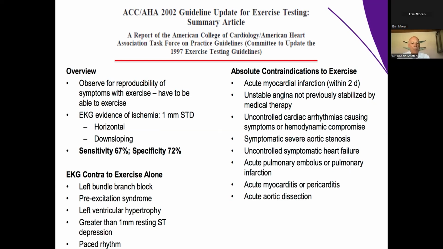Now, what are the things that let you know ahead of time that this is worthless? One is a left bundle, because you're looking for normal EKG that becomes abnormal. So a left bundle branch, pre-excitation, otherwise known as a WPW, left ventricular hypertrophy, with or without ST changes, greater than 1 millimeter of resting ST depression, pace rhythm, all those things preclude a diagnostic test because the resting EKG is abnormal. So anyone that you're considering just doing a regular plain old stress test needs a resting EKG.